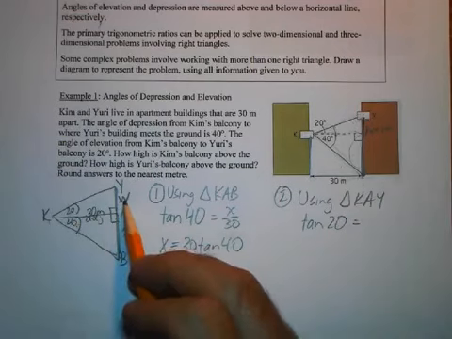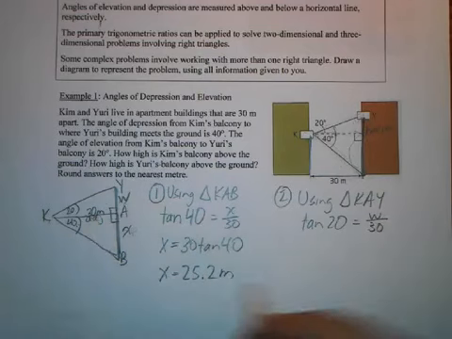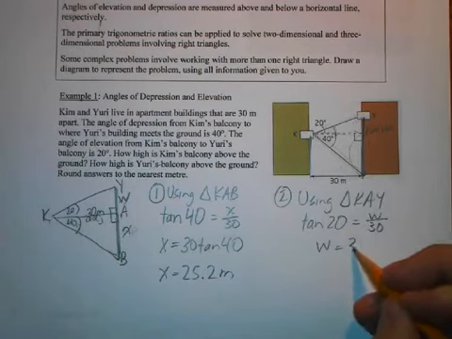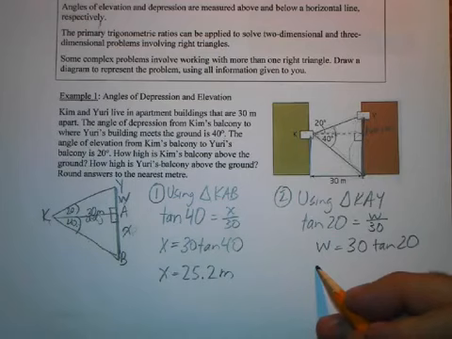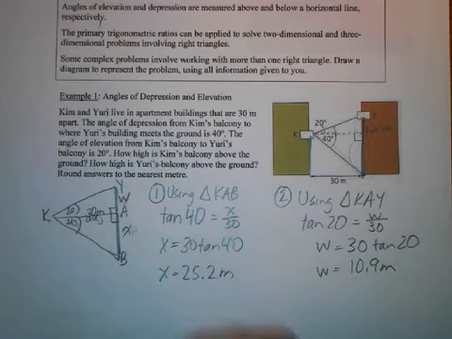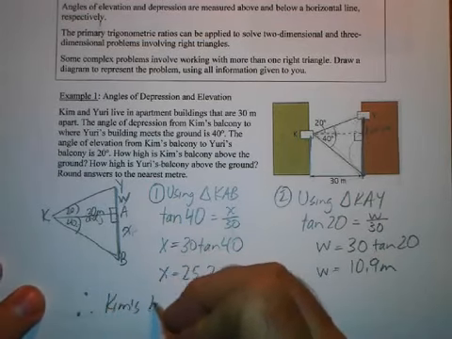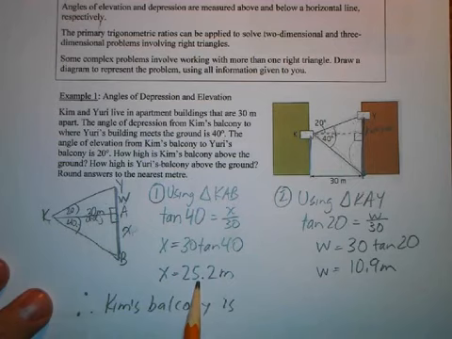Again, that's going to be opposite, which is W, over adjacent, which is the same side, it's just shared with both. So if I want to get W by itself, multiply both sides by 30. So 30 tan 20. If I do that on the calculator, I get 10.9 meters. Now, I can just use this result. So therefore, Kim's balcony is, now this time I'm going to round it, 25 meters above ground.